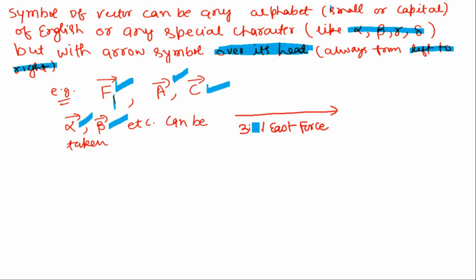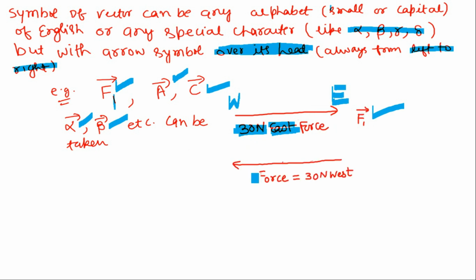Let us take an example. Here this arrow is a vector and it is representing a force of magnitude 30 Newton, which is directed toward the east direction. So the symbol of this force can be taken like this, F1 vector. So this is the correct symbol. F1 represents the force and the arrow represents that it is a vector quantity.